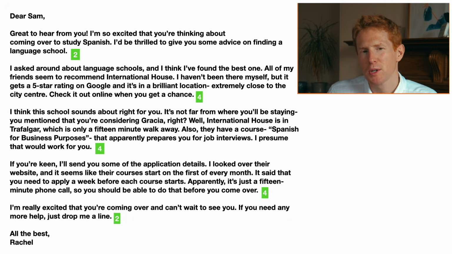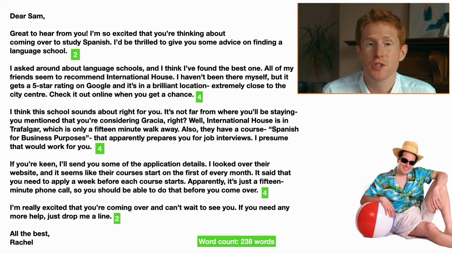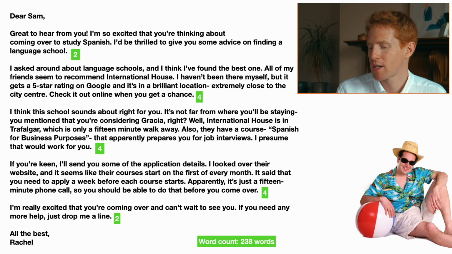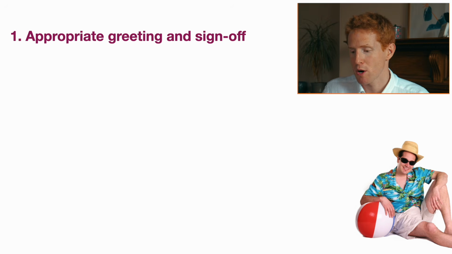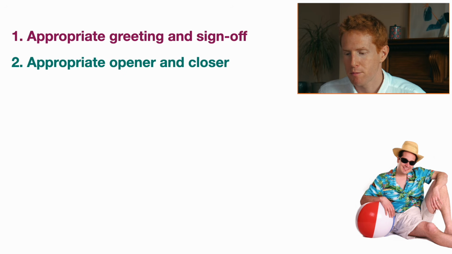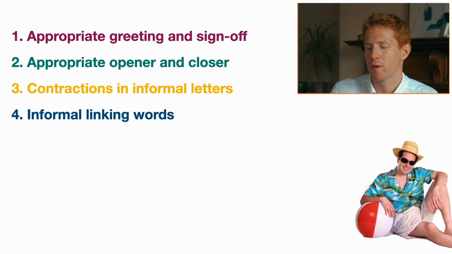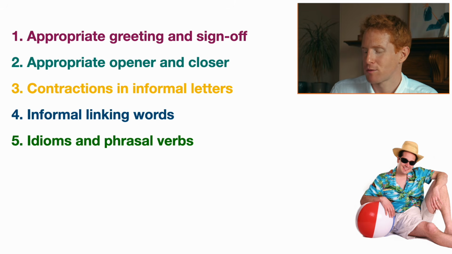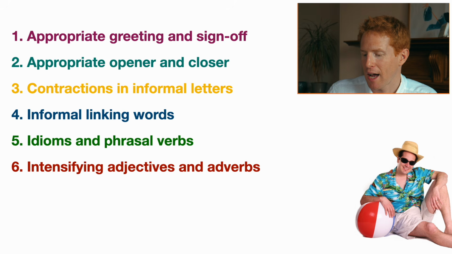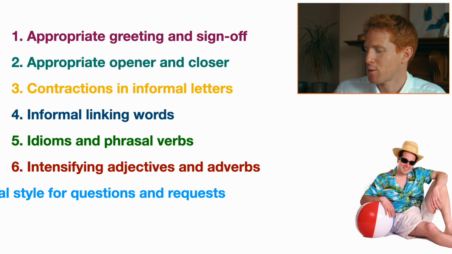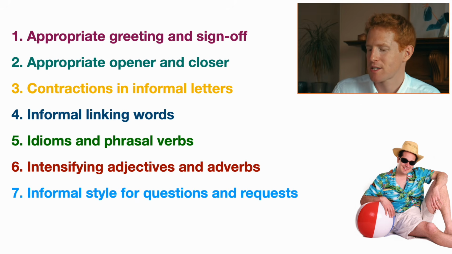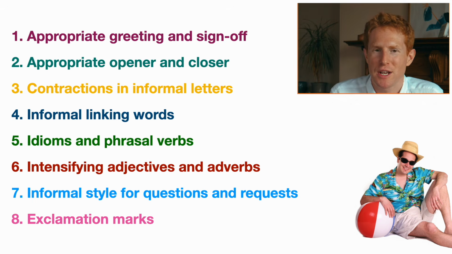So as a result, an informal letter is actually typically a little bit longer. This one is 238 words. So remember, our formal letter is around 200, and this informal letter is around 238 words. So when it comes to these informal letters, we need to make sure that we've got an appropriate greeting and sign-off, that we have appropriate opener and closer, that we have contractions in informal letters, we've got informal linking words, we use idioms and phrasal verbs, intensifying adjectives and adverbs, informal style for questions and requests, and we're going to throw in some exclamation marks as well.